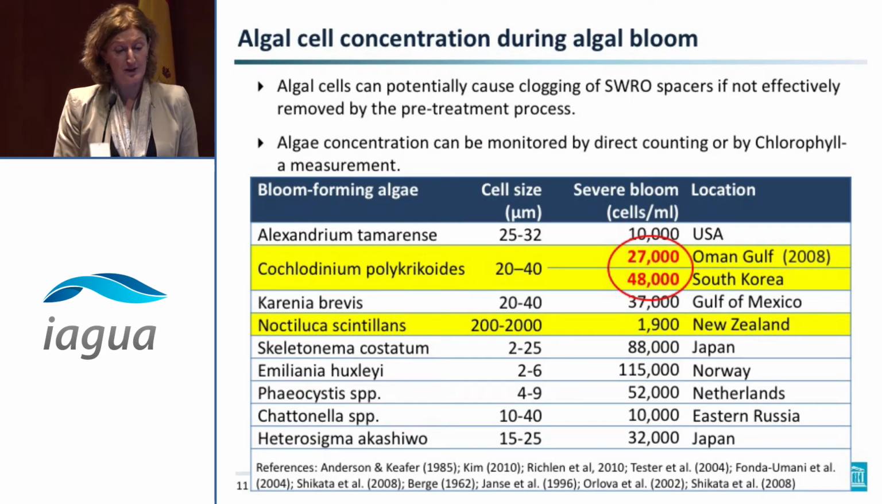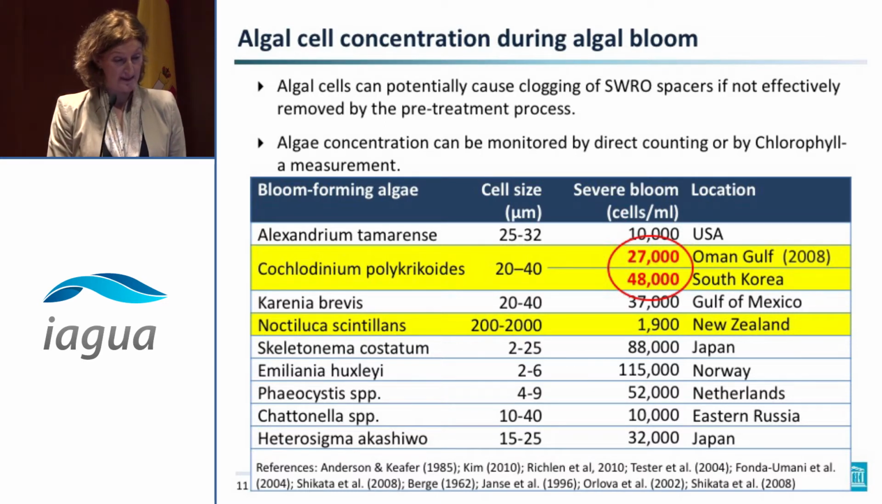Now, it's very difficult to find good data in the literature on algal blooms and desalination plants. So what we generally find is that the algal cells themselves cause the pretreatment systems, but also the spacers of the RO system, to foul. And we need to monitor the concentration of the algae, but also the chlorophyll in order to be able to get background information on the blooms. So here I've compared, for the cochleodinium, some data from the Gulf of Oman with South Korea, and also for the Noctiluca. However, there's very little comparative data out there.